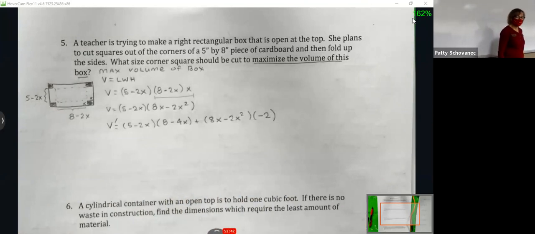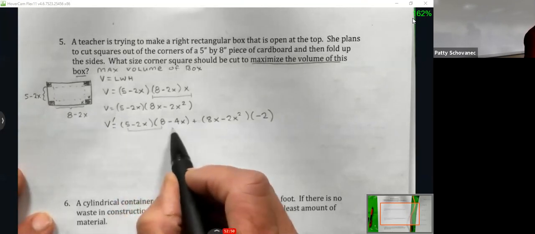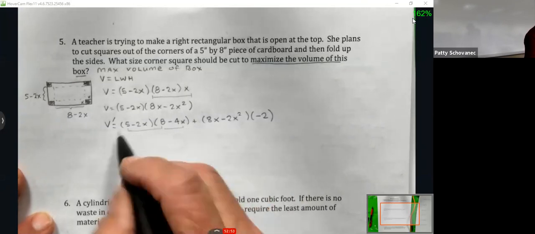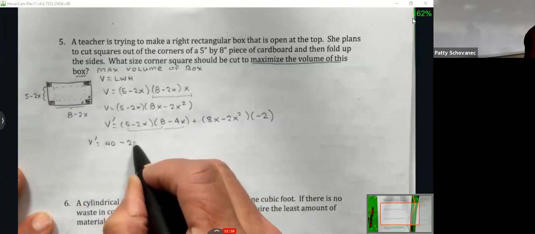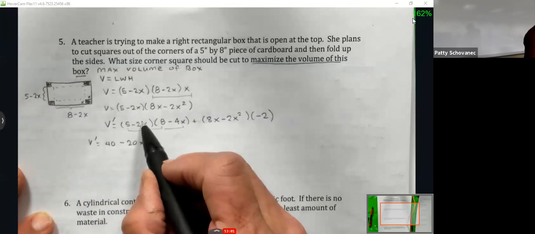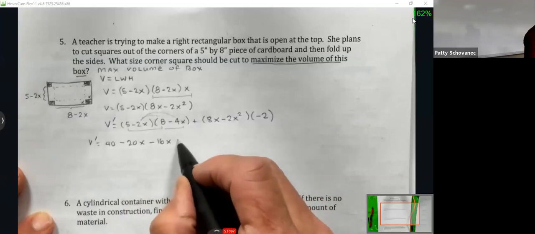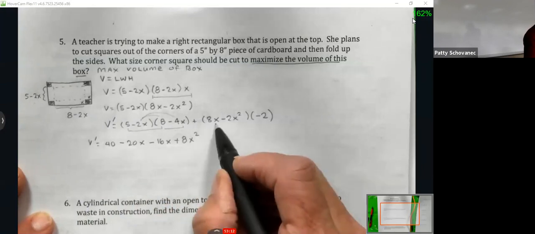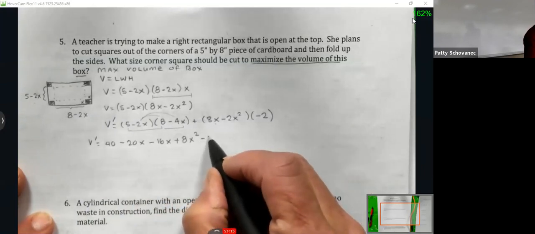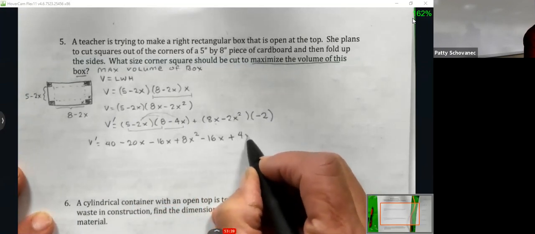Now I do have to multiply this out, because we need to find out where this thing is equal to 0. So let's distribute the 5 through the parentheses here. 5 times 8 is 40. 5 times the negative 4x is negative 20x. Now I'm going to distribute the negative 2x and get a negative 16x plus 8x squared. Back here, I'm going to send the -2 through here. -2 times -8x is -16x. And then -2 times -2x squared is a plus 4x squared.